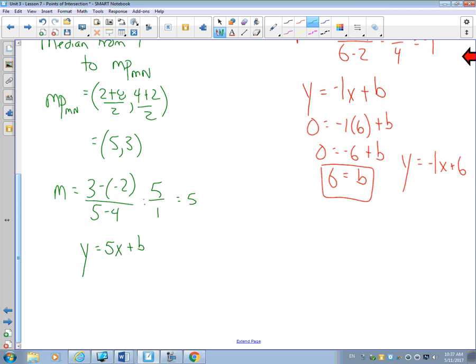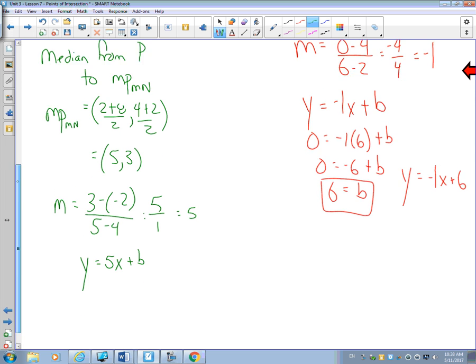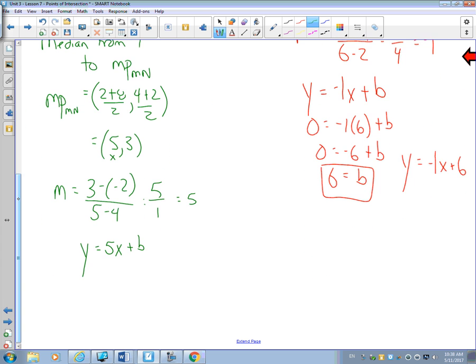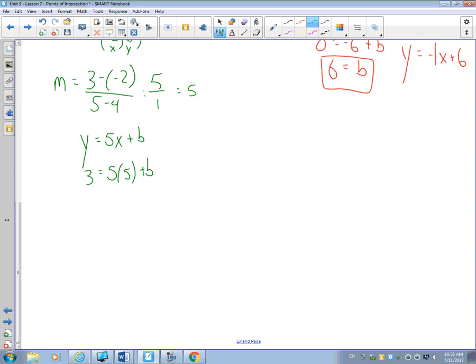I need a b. To find b, I need to use a point. I have choices. I have the starting point or the ending point. I'm going to use the ending point because I can see it. It's right here, x, y. And they're also positive numbers, which I kind of like. All right, so 3 equals 25 plus b. 3 minus 25 is b. b is negative 22. So y equals 5x minus 22. Whew, got ourselves an equation.